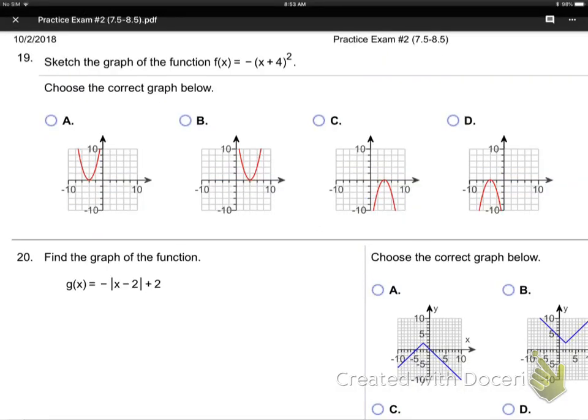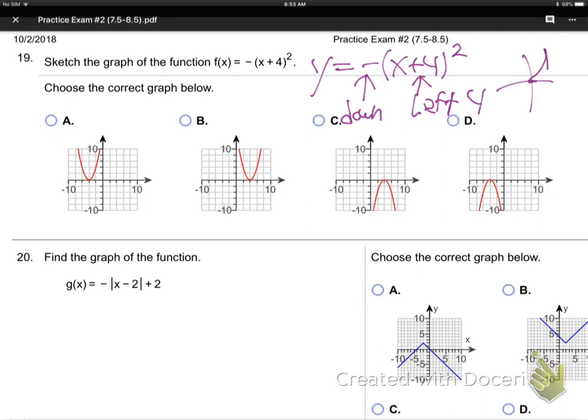So number 19, we have y equals negative (x plus 4) squared. What's that look like? Well, remember this means left 4, and this means the graph goes down. So you move the U shape. The normal U shape is centered at the origin going up like that, but it's going to move left 4 and go down. So which one is it? It's been moved left 4 and it's going down, D.